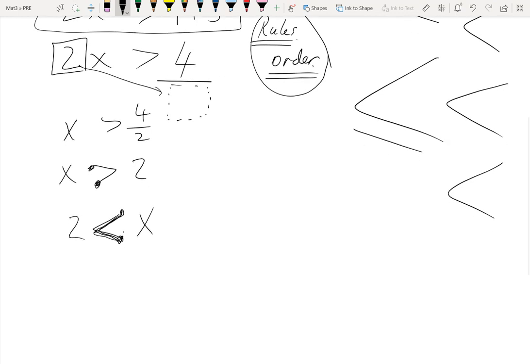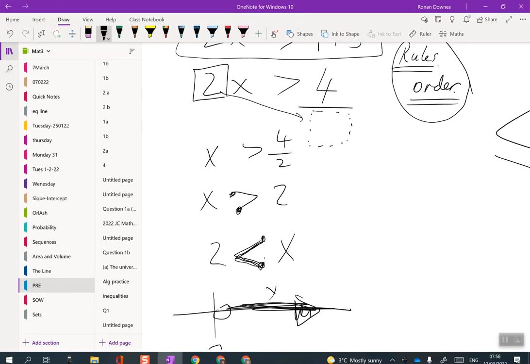And now we're ready. Go with a number line, go with a tick, label it with a number, look for the strictness or lack of. It's strict, it's hollow, x goes that way. Where have we got it all now?